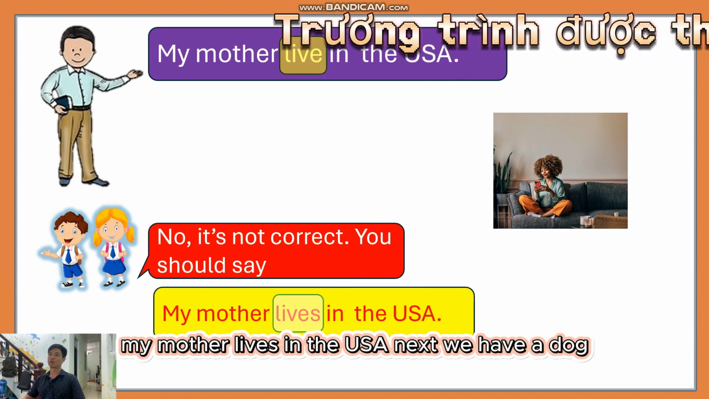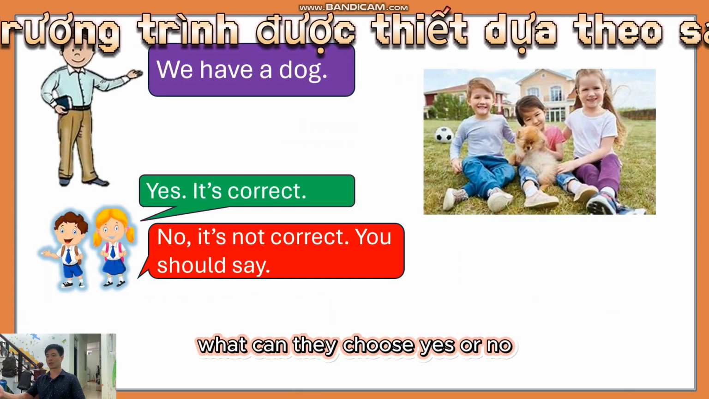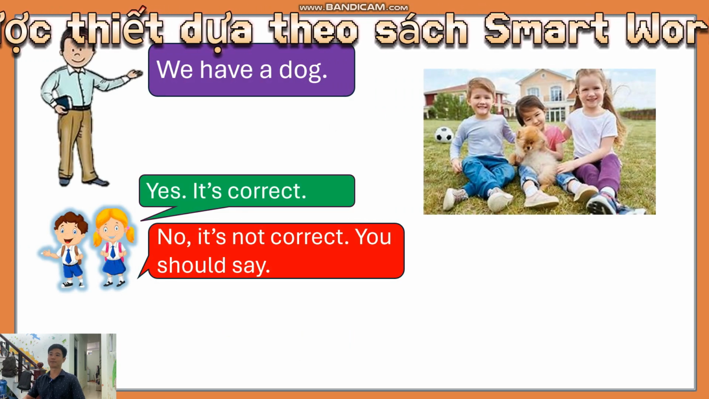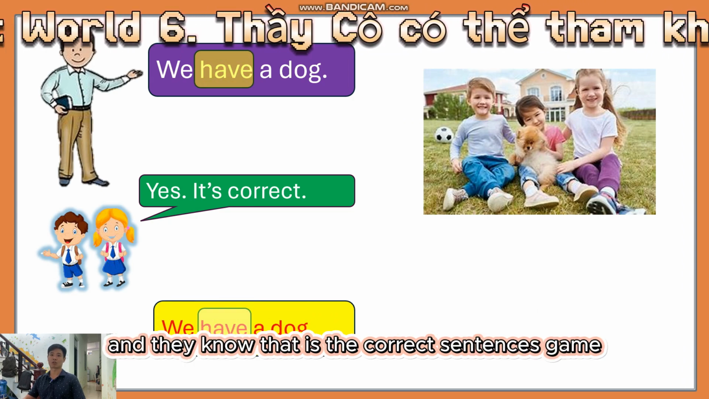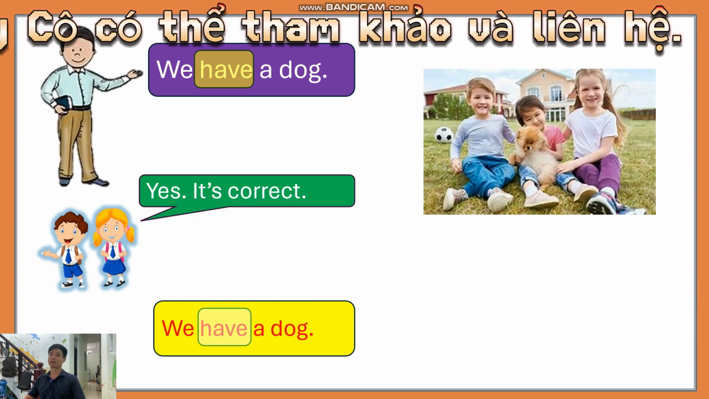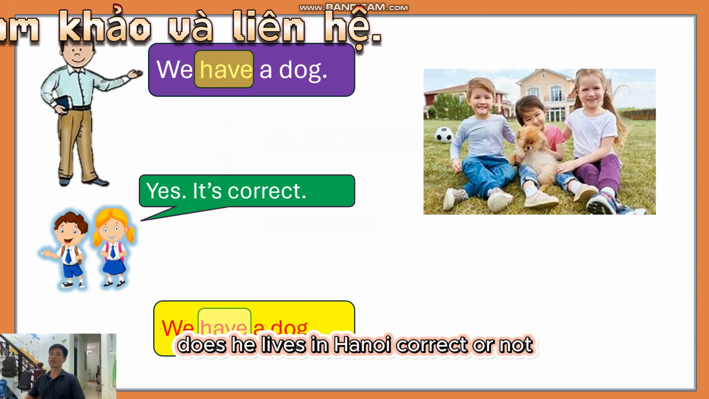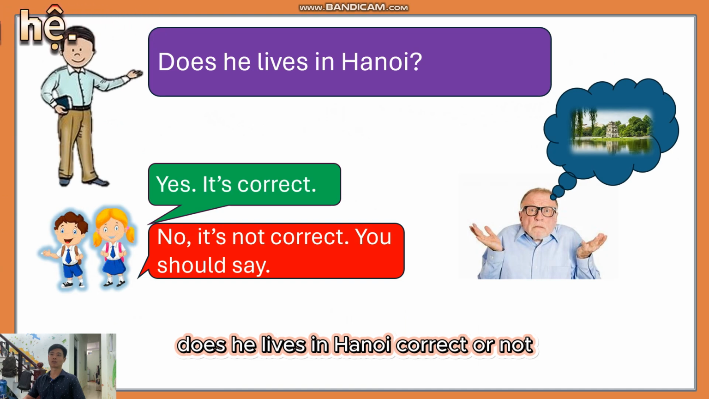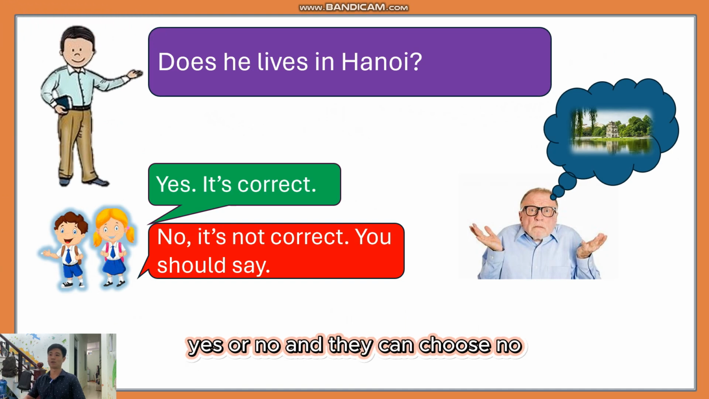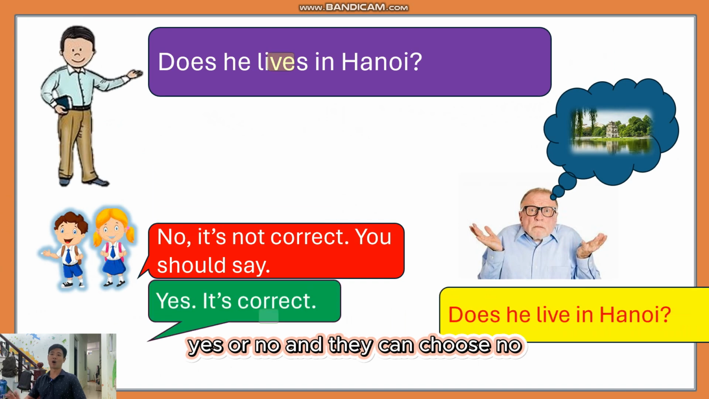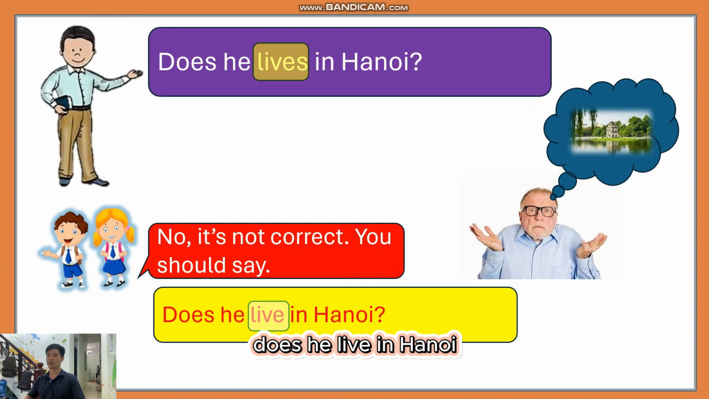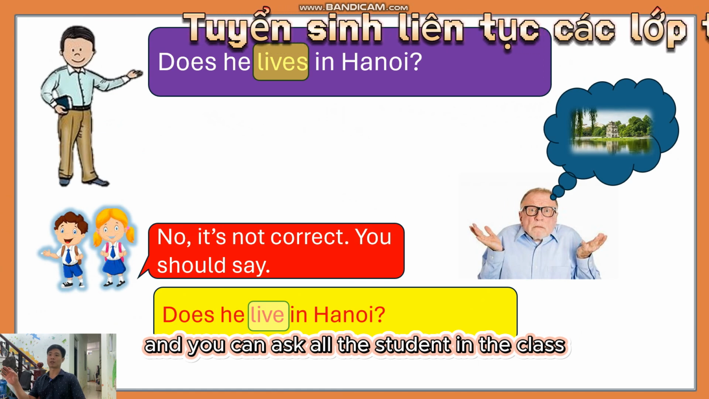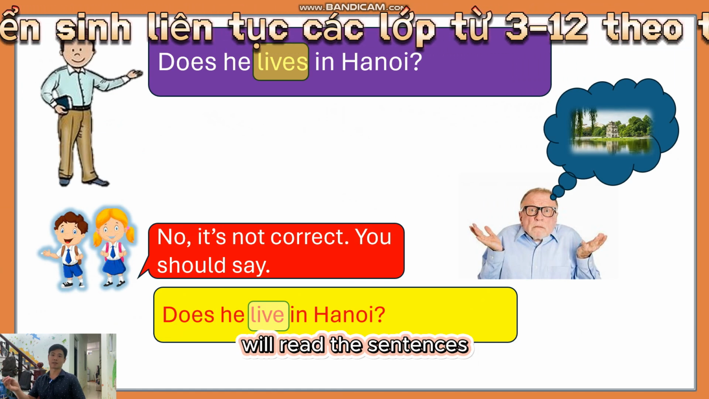Next, we have a dog. What can they choose? Yes or no? Yes, it is correct. And they know that's the correct sentence. Okay? Does he lives in Hanoi? Correct or not? Yes or no? And they can choose no, it's not correct. And you should say, does he live in Hanoi? And you can ask all the students in the class to read the sentences again.